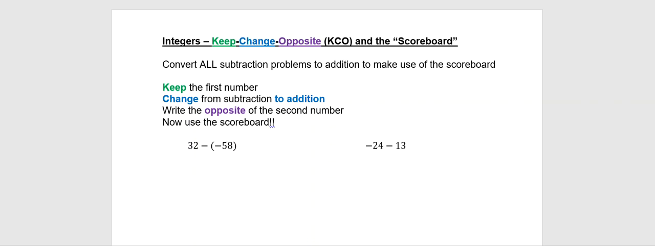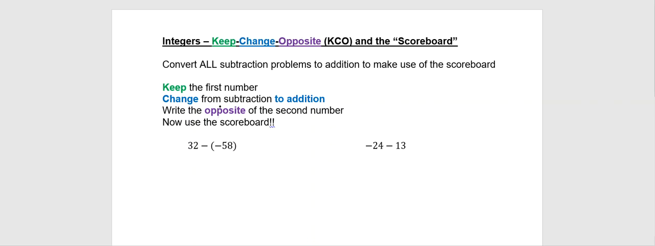Today's video takes our use of the scoreboard to the next level because the scoreboard can only be used for addition problems. So when we're faced with a subtraction problem, we have to first convert that subtraction problem to an addition problem so that we can finally make use of the scoreboard to go ahead and come up with our final answer. So the key to doing that is by following a process called keep, change, opposite.